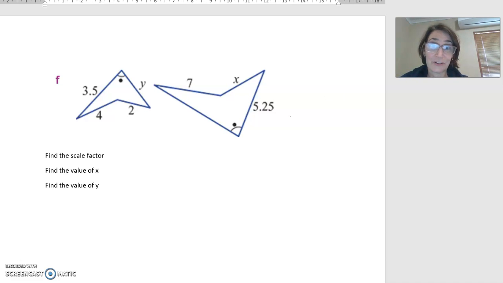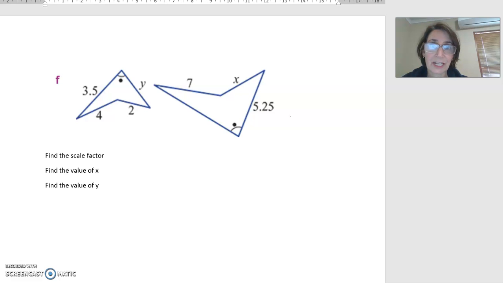Okay, Grace, let's go through this example, which is from your textbook. I think it's question 5 in 8F, and hopefully that'll help you with the question on the worksheet. So we've got the smaller figure here and the larger figure here. It says find the scale factor, find the value of x, find the value of y.